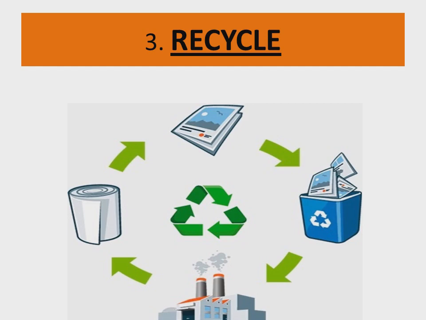On the screen you can see there is a roll of paper, and we are using this paper to make our books, notebooks, and when our books become old or torn, we are throwing them in the dustbin. So from the dustbin these old papers are going to the factory, and in the factory they are making new papers from the old and waste papers. So this is what? This is recycle.